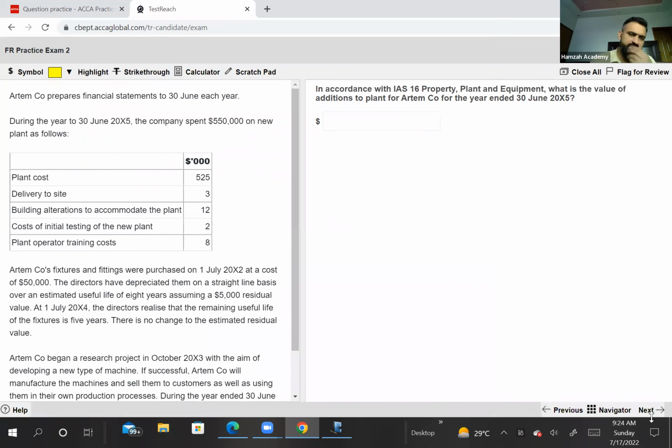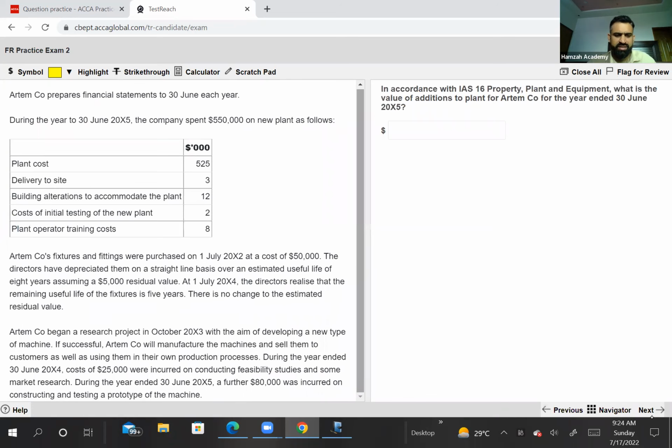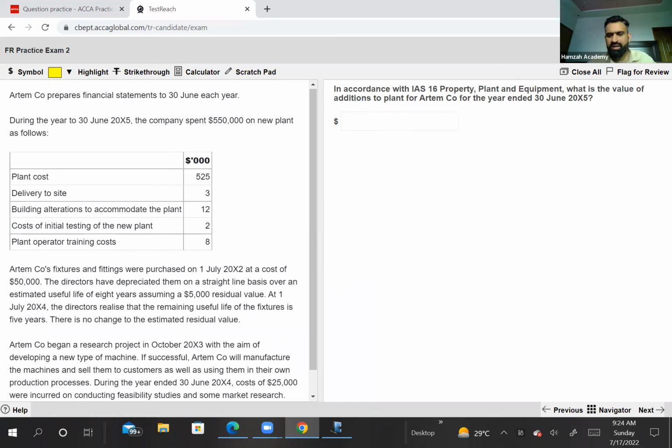Now part B is, as I told you, the OT case study. You can see on your screen, on the left side, a case study. You will read the case study, and then according to that case study, we have an OT question. On the right side of your screen, you can see there is an OT question.